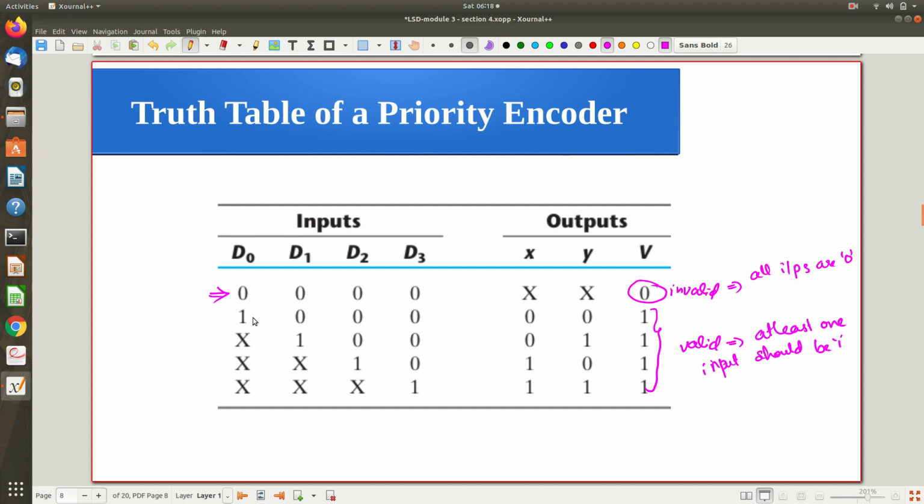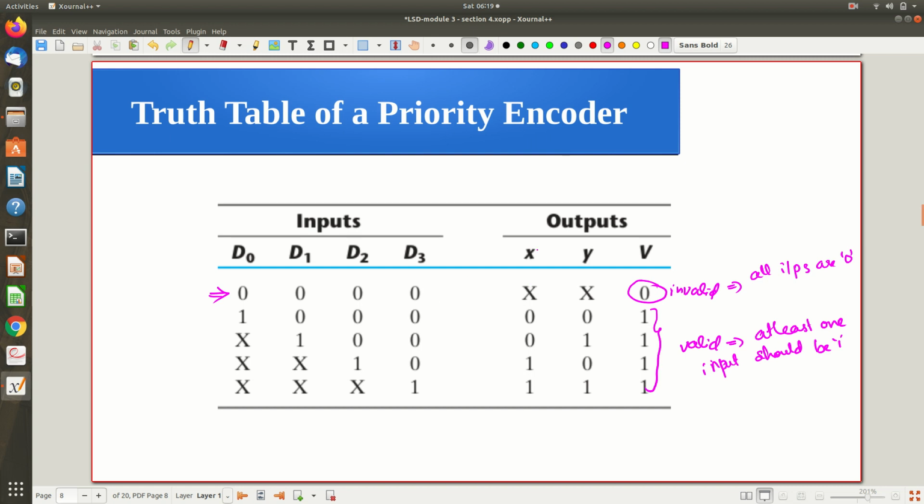Here you can see that only d0 is 1. Now what does this mean? This is actually representing 2 rows of the truth table, but the truth table is written in a condensed way. Here this output x is don't care. Don't care means it can be 1 or 0, whatever it is. We are not caring about this output, because the valid bit is saying that it is an invalid output, so nobody is going to look at the output. Let it give 0 or 1 for x and 0 or 1 for y. This is your don't care condition.